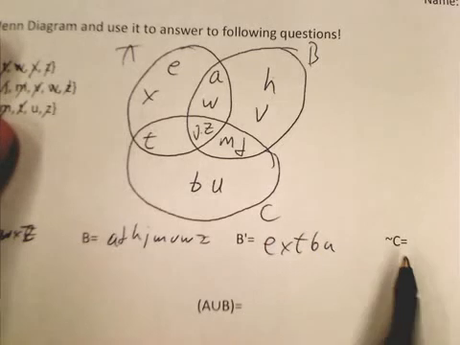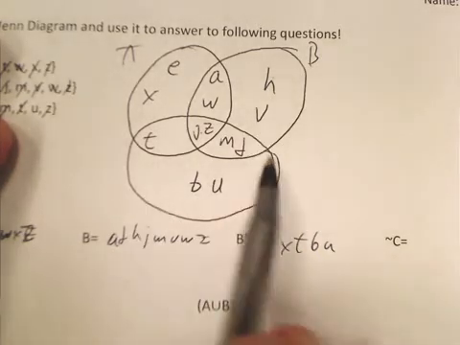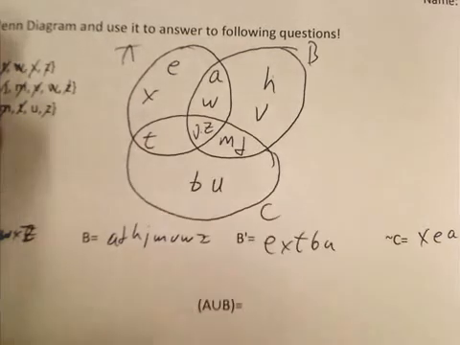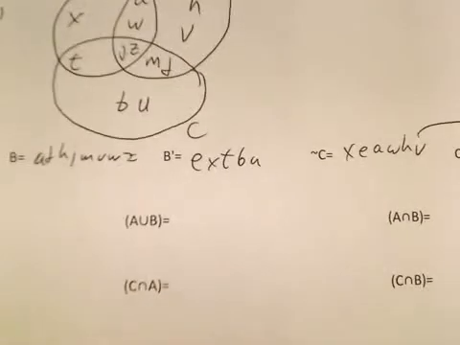And for this one, everything that's not in C. So look outside circle C. X, E, A, W, H, V. The order here doesn't really matter. X, E, A, W, H, V. And that'll be the same there, so I don't need to write that out.